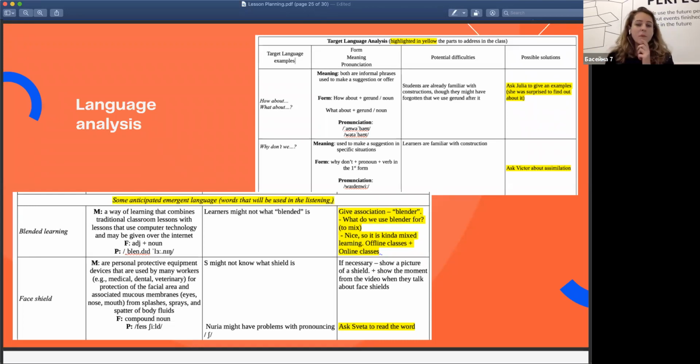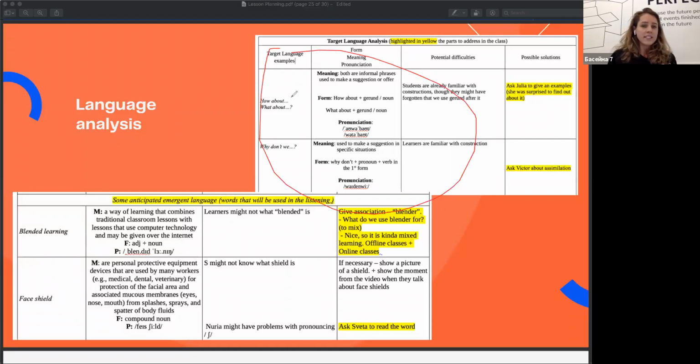And then in the last column, I put what I can possibly do to make it easier for students to perceive this information, especially when we have a problem that we anticipate. Over here, I have two examples. The first example is functional language. You can see that I have two phrases, how about and what about. Students are familiar with these phrases. A potential difficulty is that they might forget that we use a gerund after them. So that is something that I will draw their attention to while presenting the language.